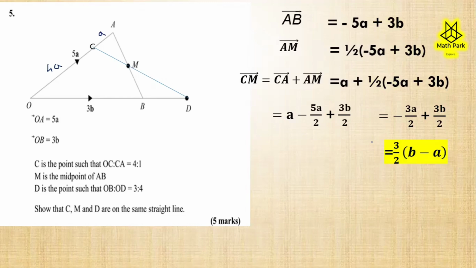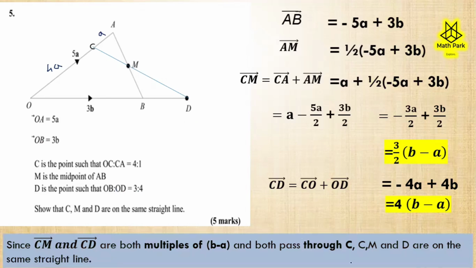Now let us find CD. Now how do I find CD? So my CD is going to be CO plus OD. Now CO is going to be minus 4A and OD is going to be 4B. Okay, because this is OB is to OD is equal to 3 is to 4. So this is all together 4 parts. So that is 4B. Let us take 4 common from here. So we get 4 in bracket B minus A. So you can see that CM and CD both are multiples of B minus A. So since CM and CD are both multiples of B minus A and both pass through C, C, M and D are on the same straight line. They are collinear. Got it?